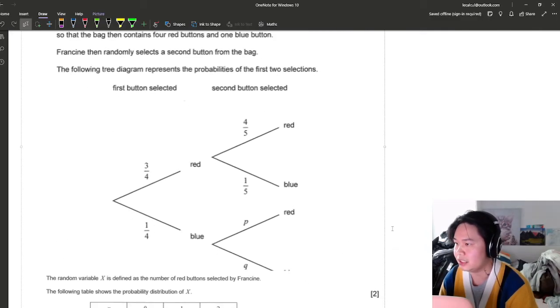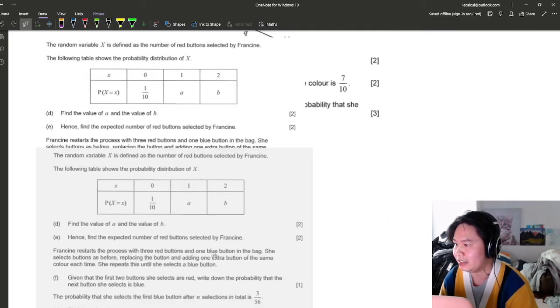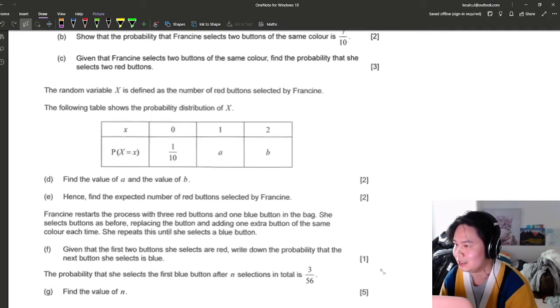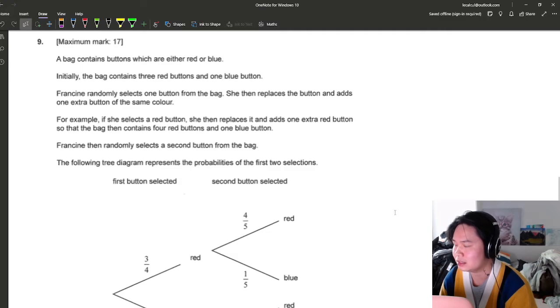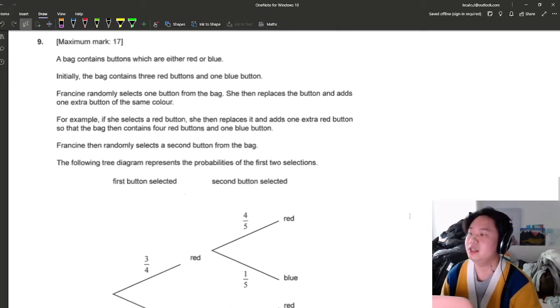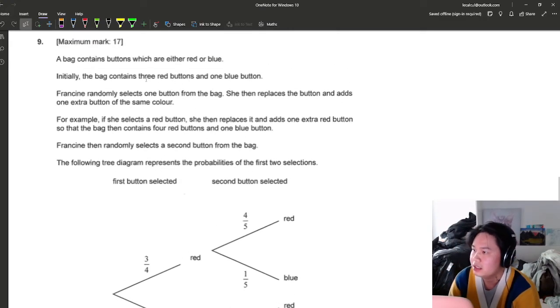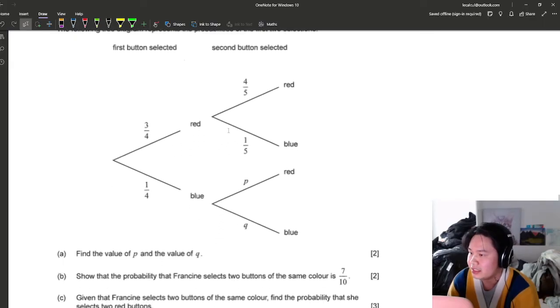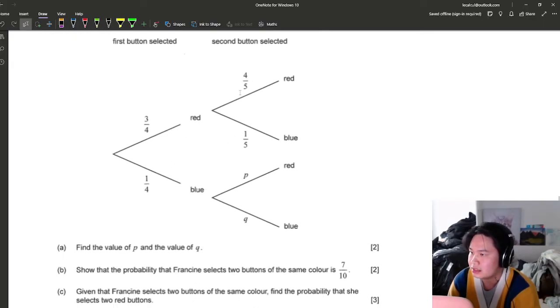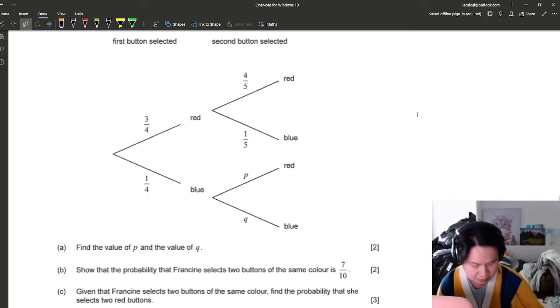So we have balls in a bag, buttons in a bag, red and blue buttons, same thing. Okay, let's see. 3 red, 1 blue. When she takes 1 from the bag, she's going to replace it and add in 1 button of the same color. Okay. Here's the tree diagram, and then let's find P and Q.